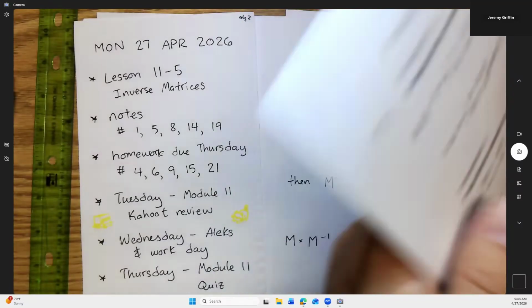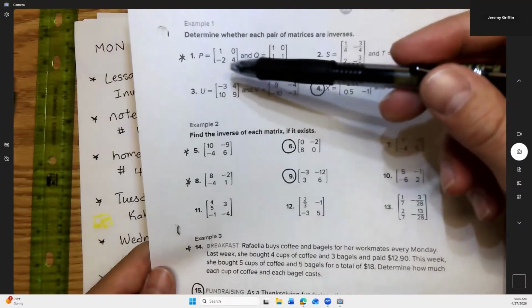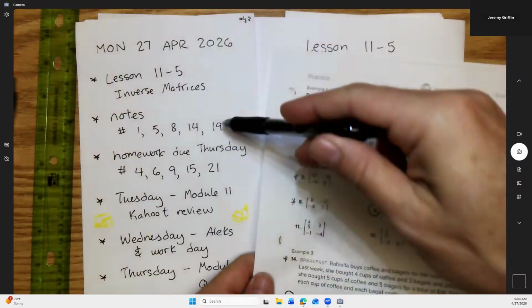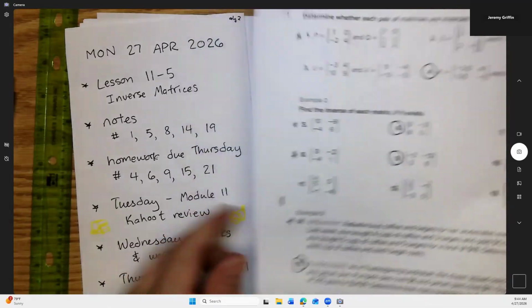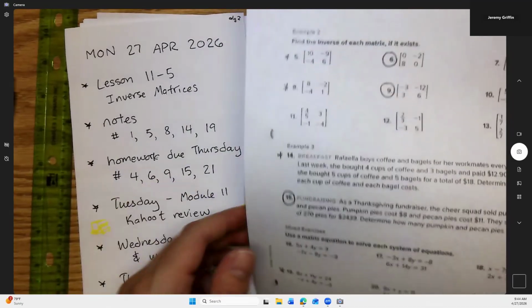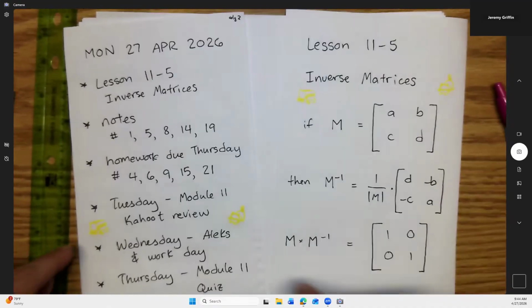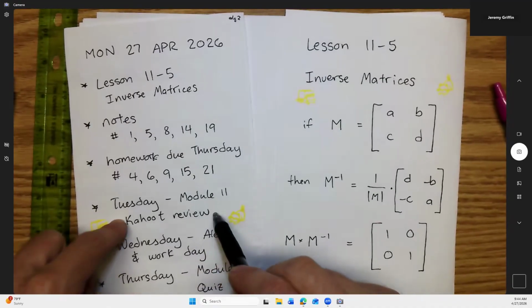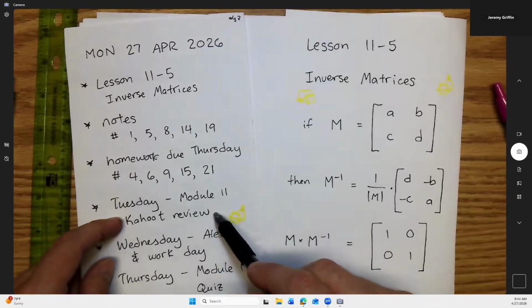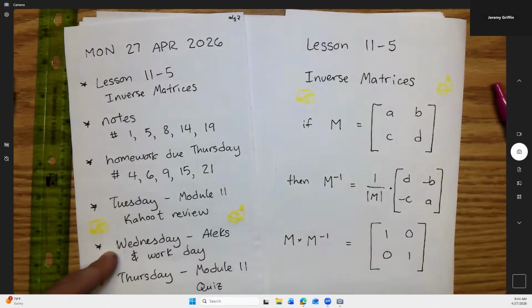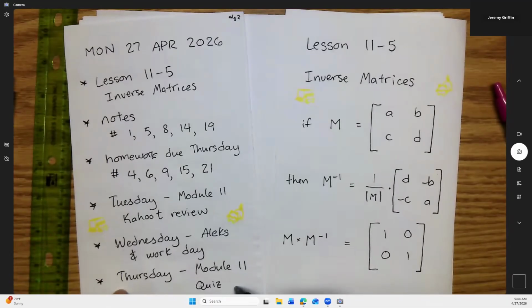Alright, so on this page, some of these I starred, those are the ones I'm doing with you guys, but some of these I circled, and that's the ones I'm leaving for you guys to work on independently. Okay, just the ones that are circled, just like last week. Tomorrow I'll do a Kahoot review with you guys for module 11. Wednesday will be a work day, and then I'll get you guys your module 11 quiz on Thursday.